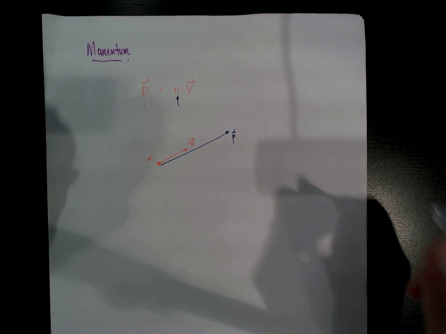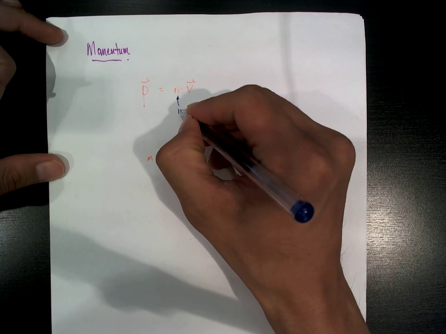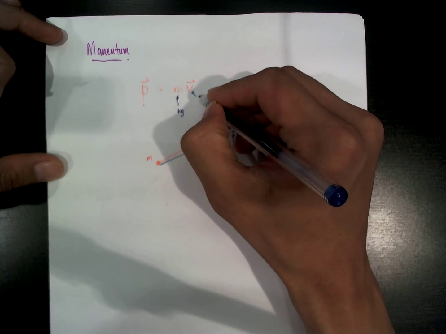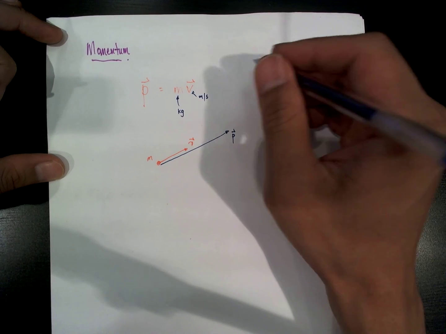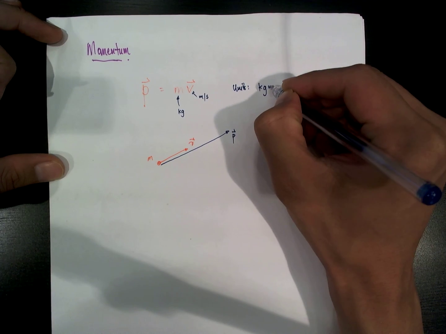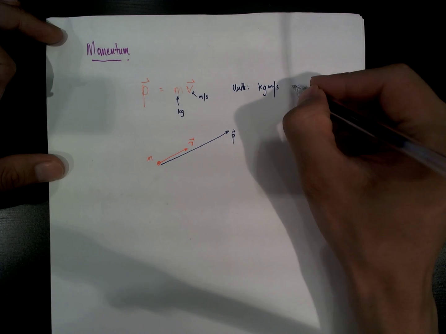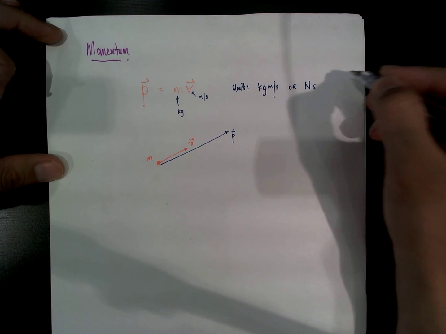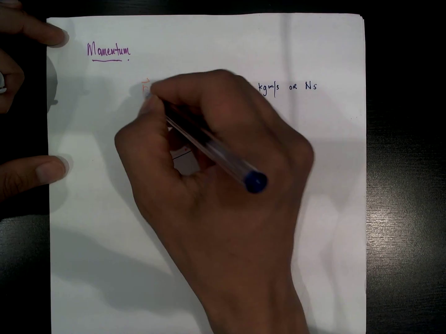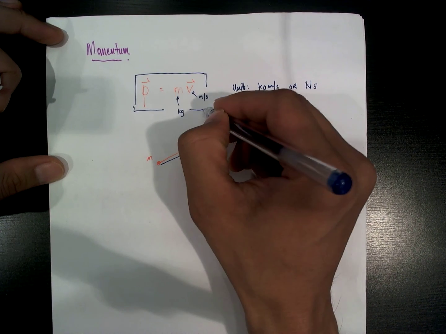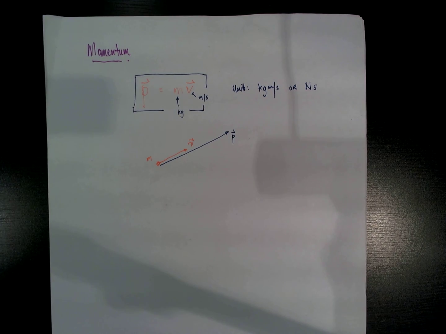Now the units of momentum: the unit of mass is kilograms, and the unit of velocity is meters per second. Therefore the unit of momentum is kilogram meters per second, or you can show that this is also equivalent to Newton seconds. So this is the definition of momentum. Momentum is simply mass times velocity.